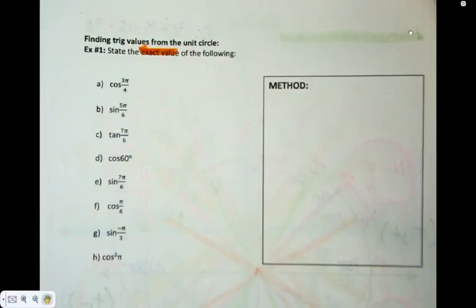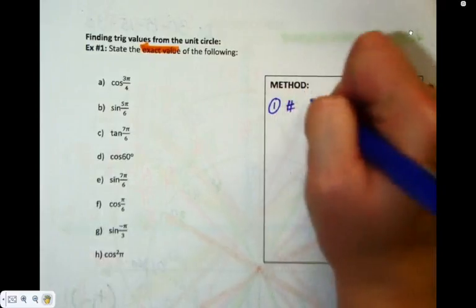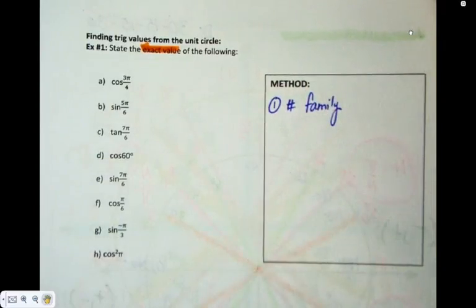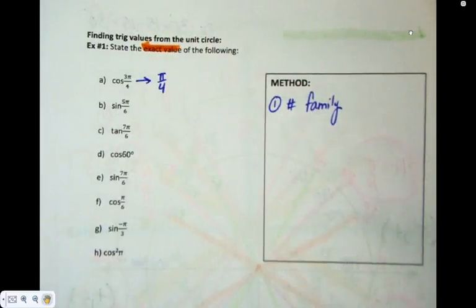If you've got a different method that works for you, then that's great. I'm just going to show you how I do. The first thing I think about is the number family. So essentially, I ignore the numerator, and in my head, I just think about pi on 4. I'll worry about the 3 later.